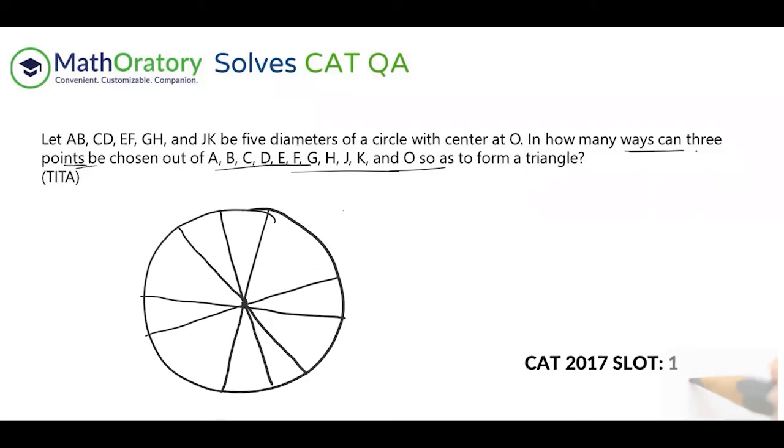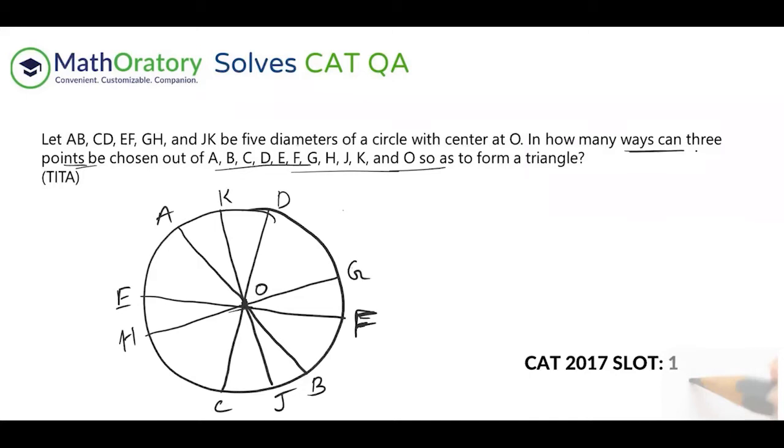Anyhow, so these are the five diameters. I'll just name them any which way I want. I'll just randomly do that so that you understand there is no pattern required. So this is EF, and then you have GH and JK, right? So no pattern is required. So just random naming here. This is G and H, and this is O, right?